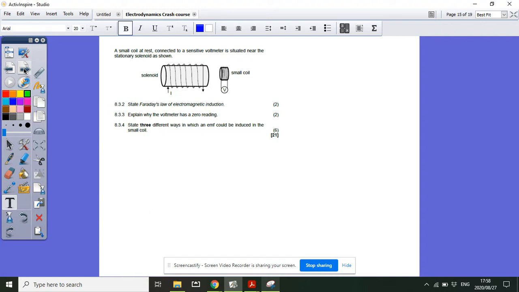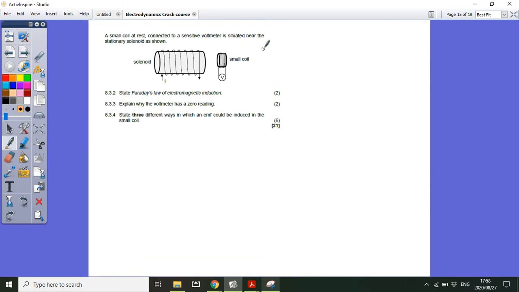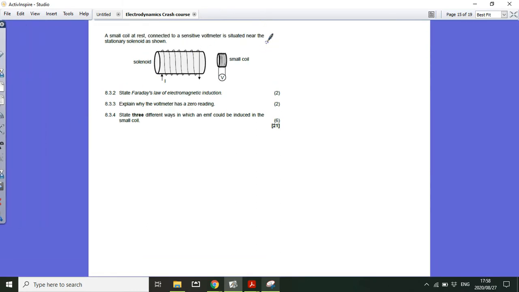I'm only going to go through a few past paper questions so that you can see how these questions are asked. This was asked last year, and you will see that they have a small coil at rest connected to a sensitive voltmeter, which is situated near a stationary solenoid as shown. I'm obviously emphasizing those words for a reason, because if they say a small coil at rest and the solenoid is stationary, you should immediately know that there's no change in the magnetic flux, and therefore there can be no induced EMF, no induced current.